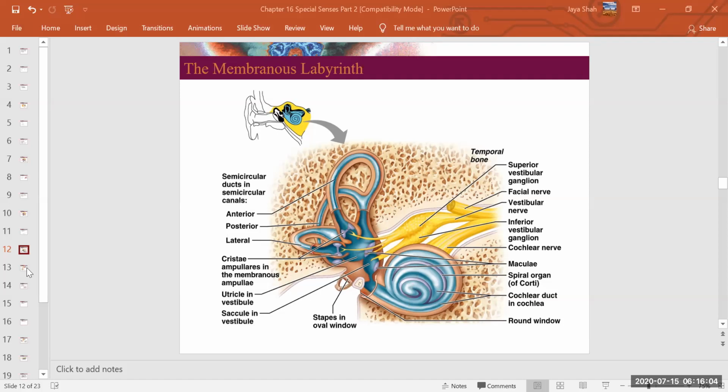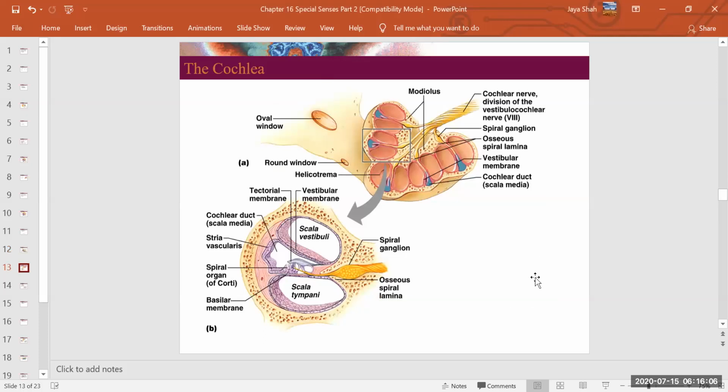So if I cut here, there is the oval window and I'm cutting. So you can see a cut section in every turn. There is one cut section of the cochlea, another cut section, another, and another. If we take any of them, let's take this one, a cut section.